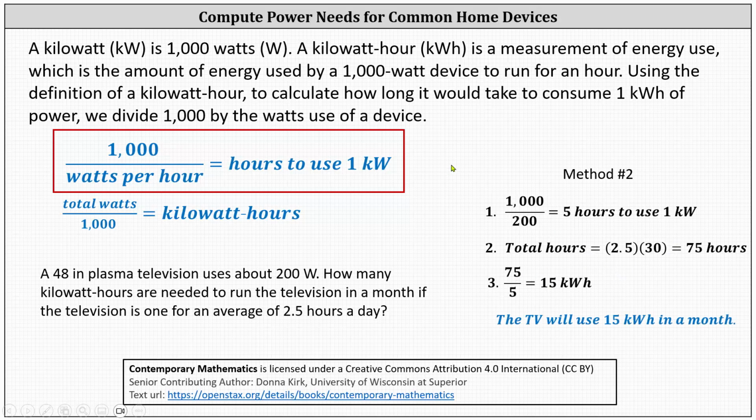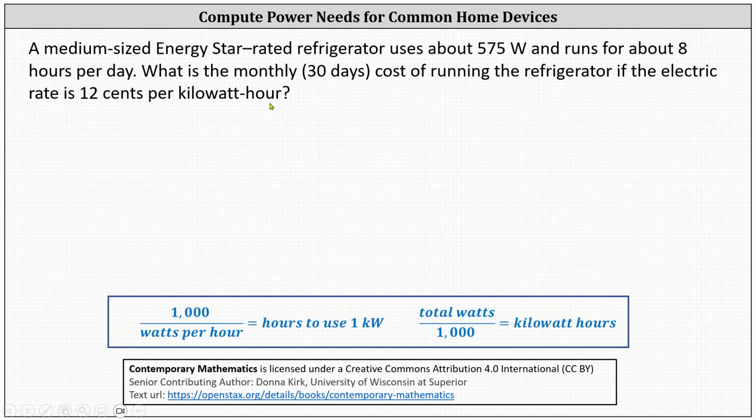And now let's look at another example. A medium-sized Energy Star rated refrigerator uses 575 watts and runs for 8 hours per day. What is the monthly cost of running the refrigerator if the electric rate is 12 cents per kilowatt hour? Let's use the second formula by first determining the total number of watts the refrigerator will use in a month. We know it uses 575 watts per hour. It's on 8 hours a day for 30 days.